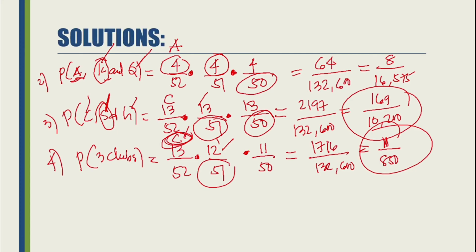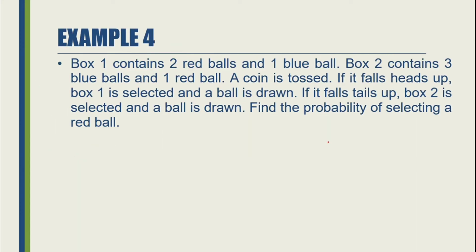Let's proceed with example number 4. In example number 4, box 1 contains 2 red balls and 1 blue ball. Box 2 contains 3 blue balls and 1 red ball. A coin is tossed. If it falls heads up, box 1 is selected and a ball is drawn. If it falls tails up, box 2 is selected and a ball is drawn. Find the probability of selecting a red ball.